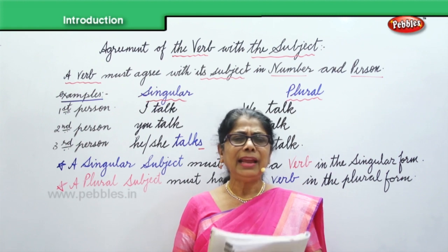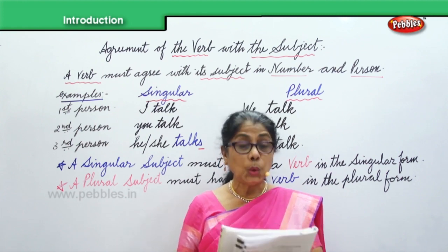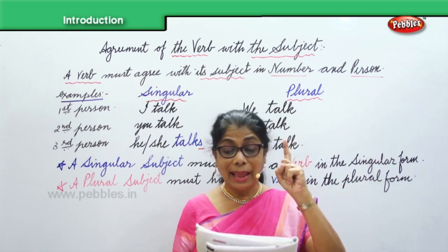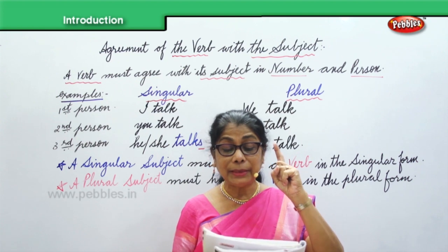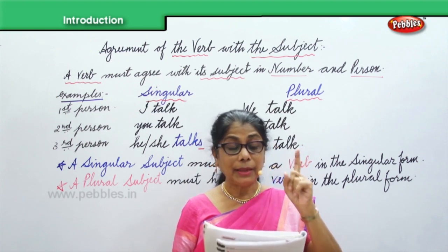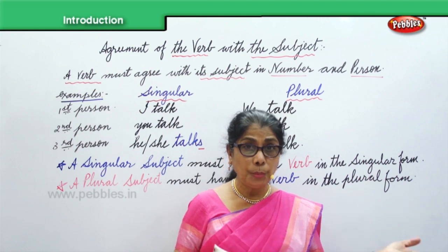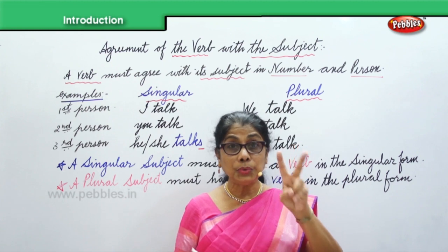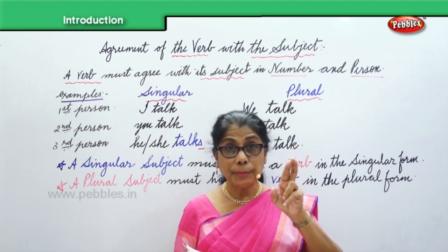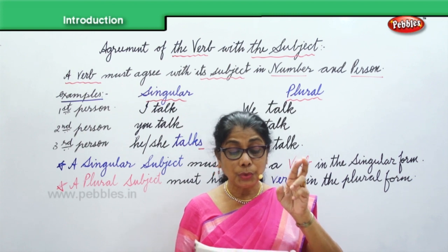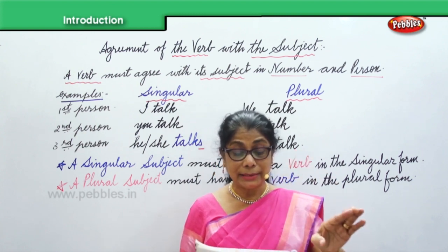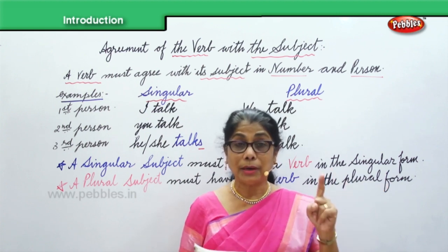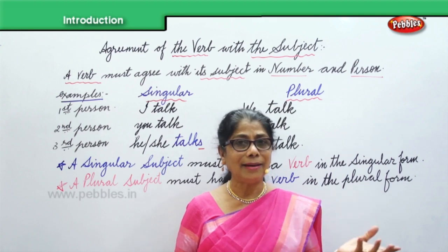Okay. The first rule: when two or more singular subjects are joined by and, the verb is in the plural. Now, when I say Tom and Jerry, there are two singular nouns, but they are joined by and, so it becomes a plural subject. Then the verb becomes plural. Tom and Jerry are happy.